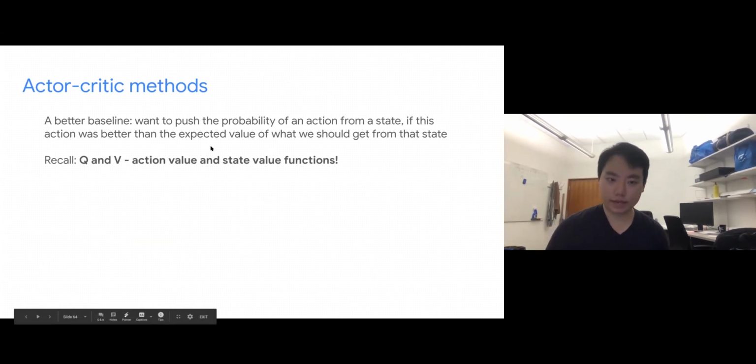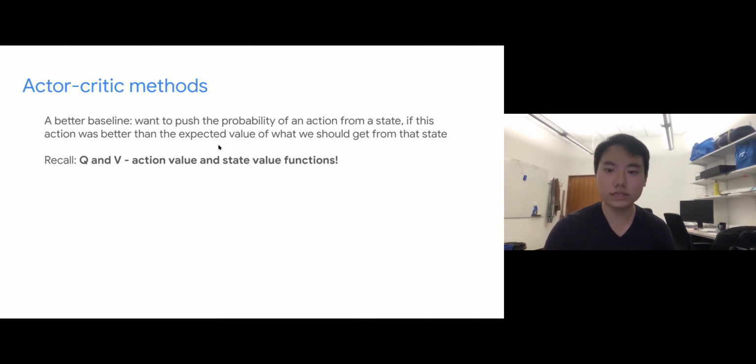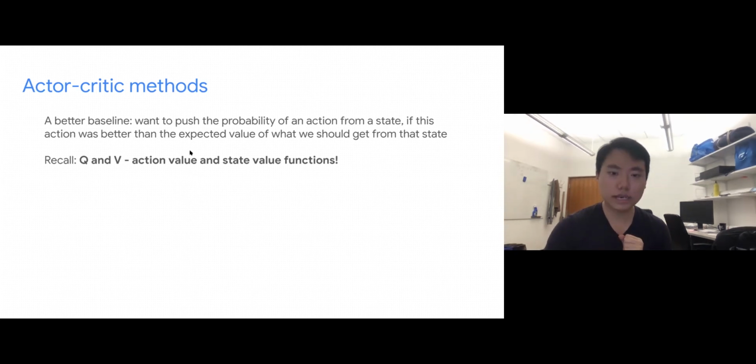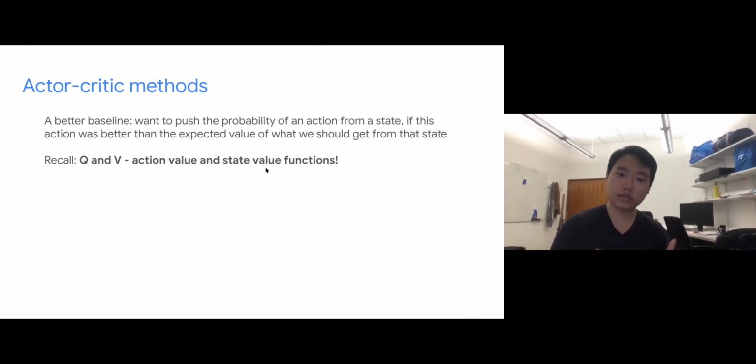But we can also do better than that. Instead of just keeping an exponential moving average, which seems very simplistic, what we can also do is push up the probability of an action at a particular state if this action is better than the expected value of what we should get from that state. The expected value of what we should get from that state should remind you of one thing, which is the state value function. The state value function computes, given this particular state and following either a policy or an optimal policy, what is the expected long-term reward that this state should give me.